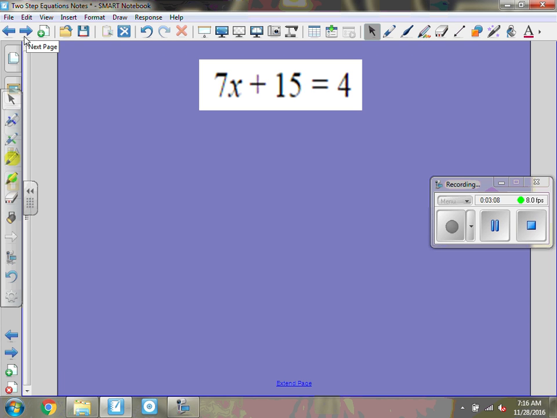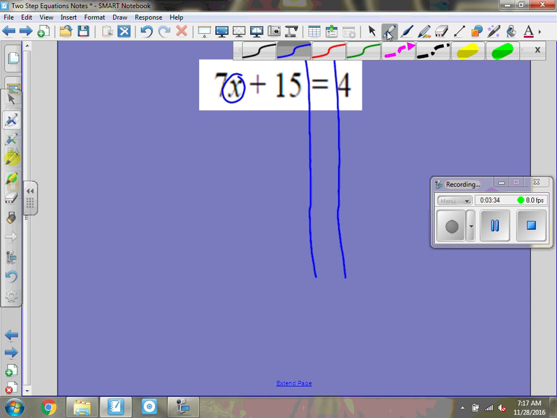Alright, let's take a look at our first example. This is the same equation that we've been looking at since the beginning. 7x plus 15 equals 4. So my very first step is to find out where that variable is. That variable is right up front, it's 7x. Then I'm adding 15 to it. Now I'm going to go ahead and draw those railroads. And now I'm going to be ready to start solving.